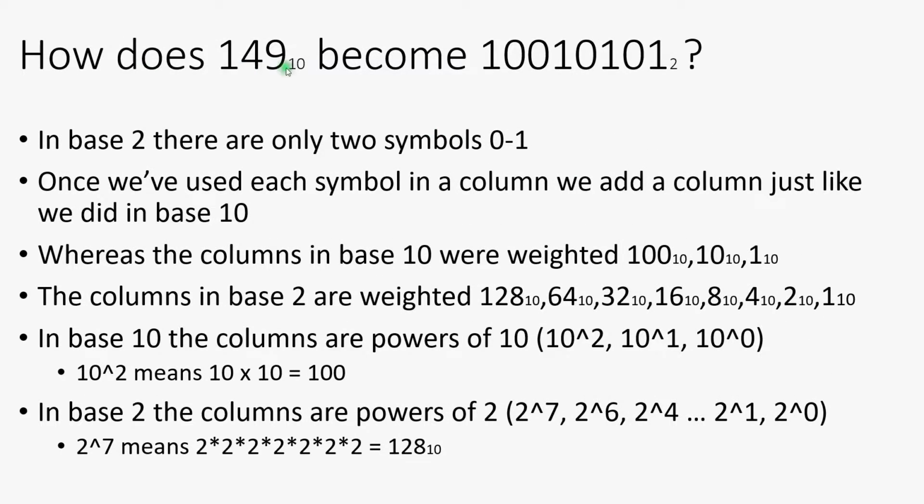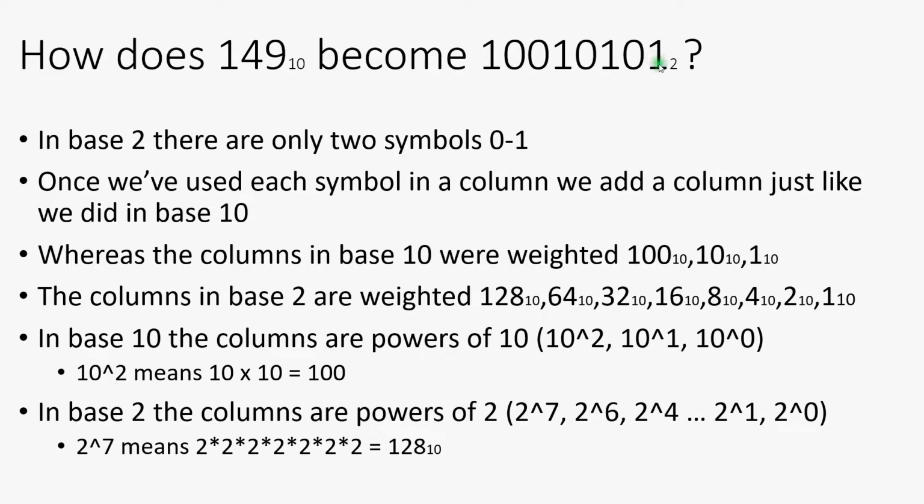So, how does 149 in base 10 become this string of digits in base 2? Again, there's only 2 symbols in base 2. Once we've used each symbol in a column, we add a column here just like we did in base 10. Remember, the columns in base 10 are weighted the number of 1s, the number of 10s, the number of hundreds, again, represented in base 10.